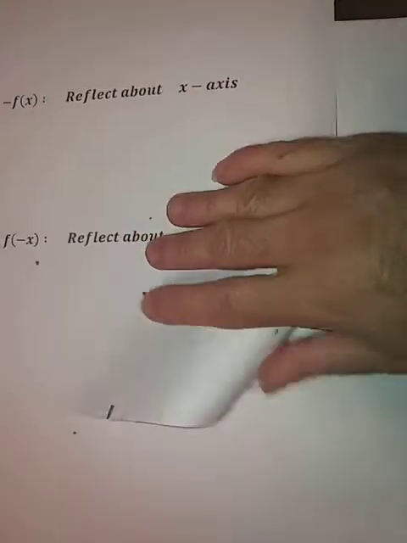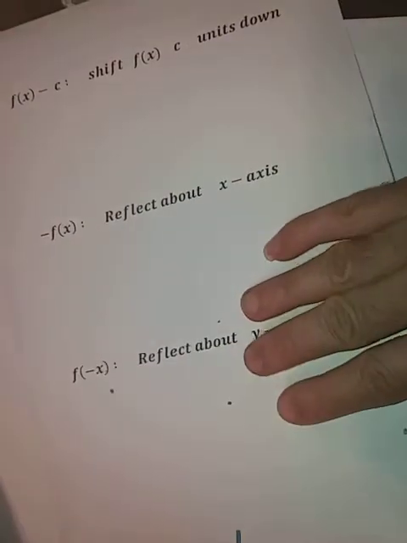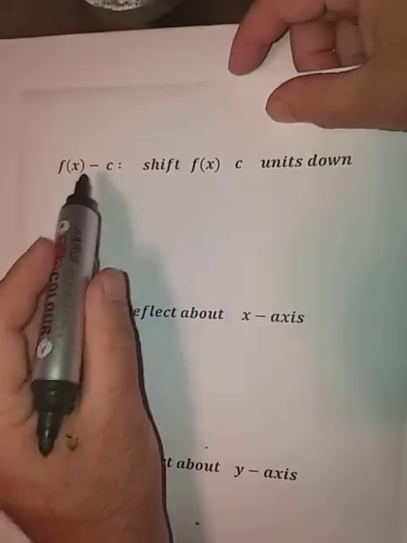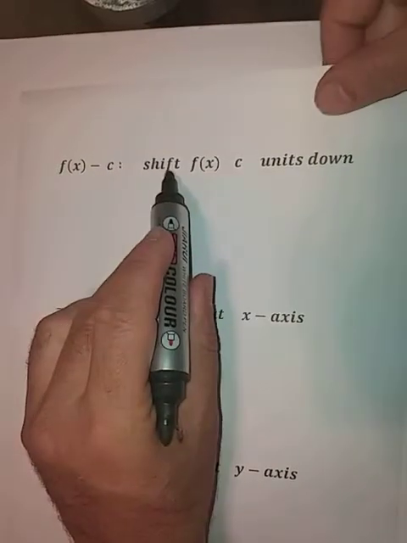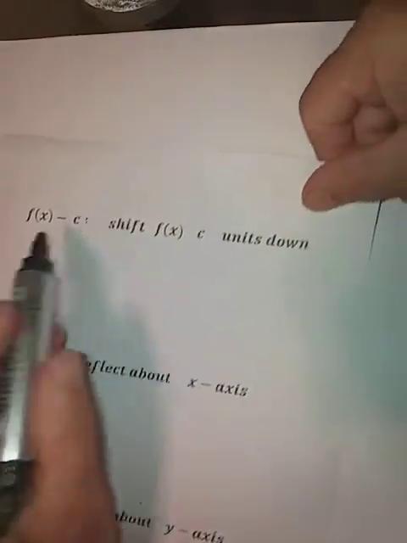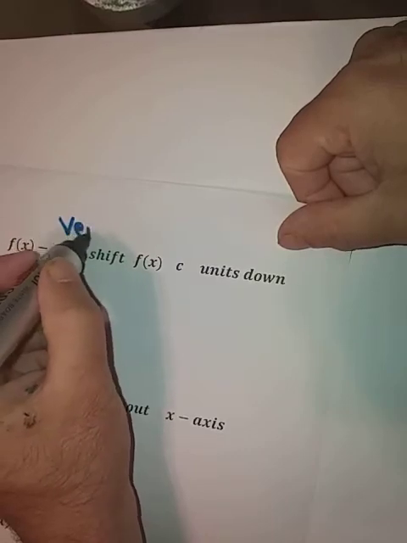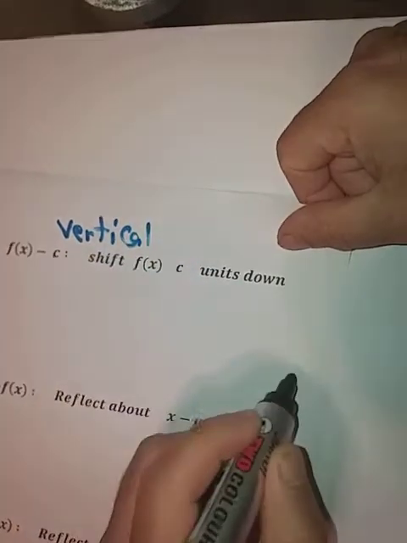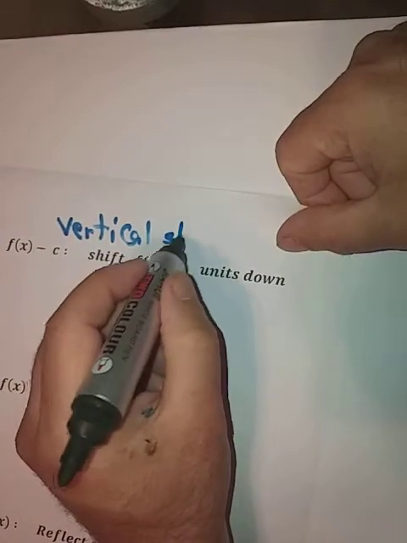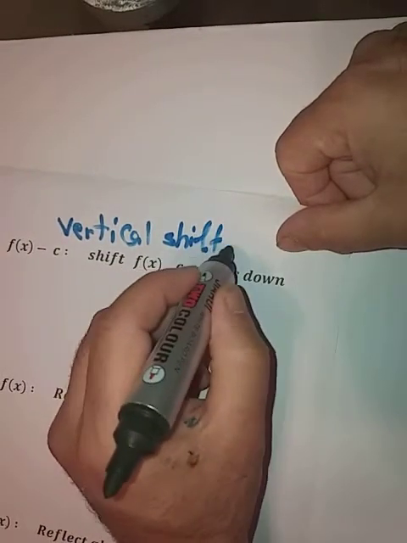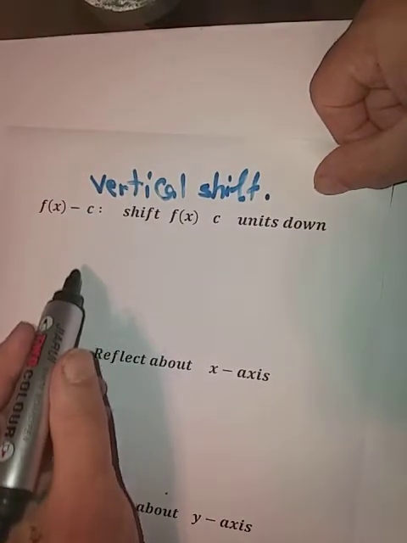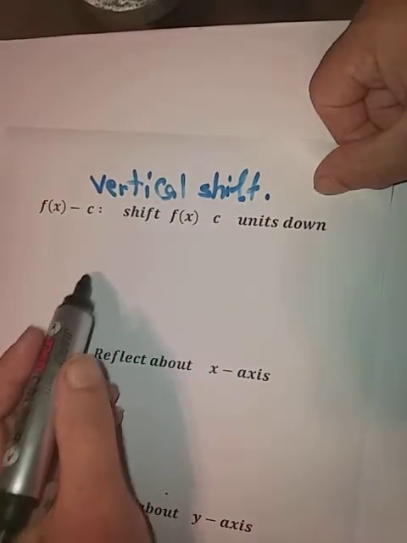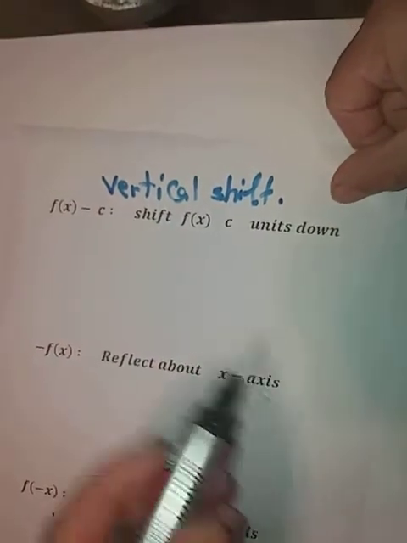Number 4. We have number outside the bracket, negative. Then we vertical shift it, c units down. If you have minus, we go down. The graph will be shifted c units down.